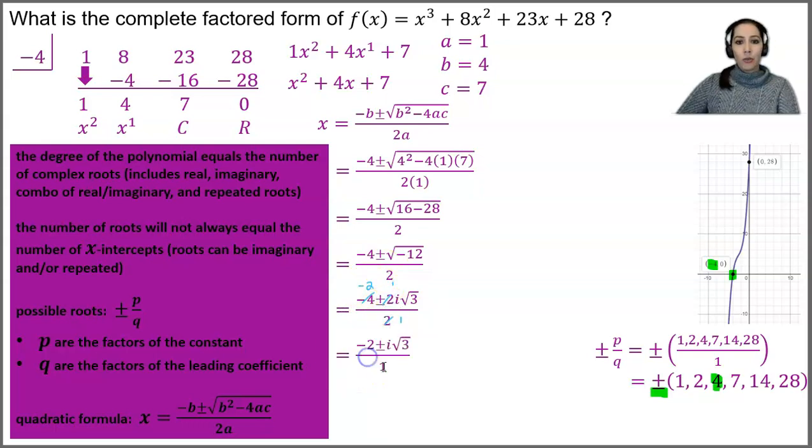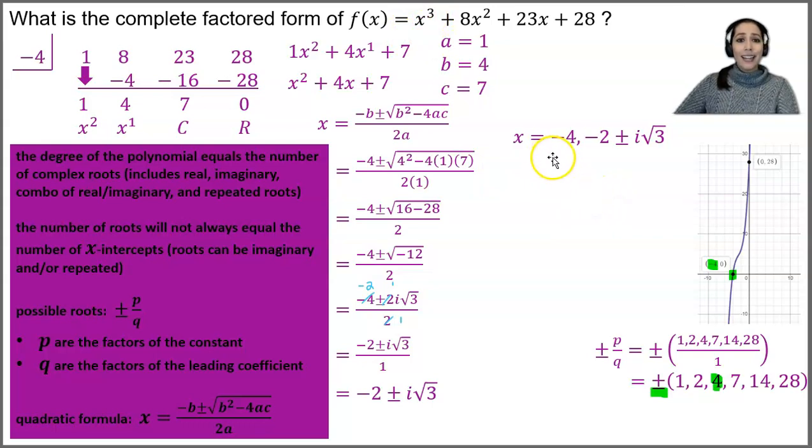And then if I was just to rewrite that, I really have negative 2 plus or minus 1, or just an i, because remember you don't have to write that 1, times the square root of 3 all over 1. And then I can really just drop that denominator and have negative 2 plus or minus i square root of 3. So I actually have my 3 roots here. The first one I have was x equaling negative 4, and the 2 others are negative 2 plus i square root of 3 and negative 2 minus i square root of 3. And notice how we had a degree of 3, so we do have our 3 complex roots.